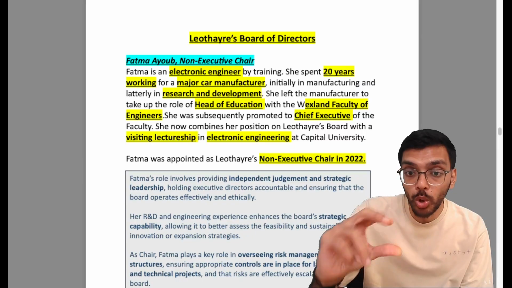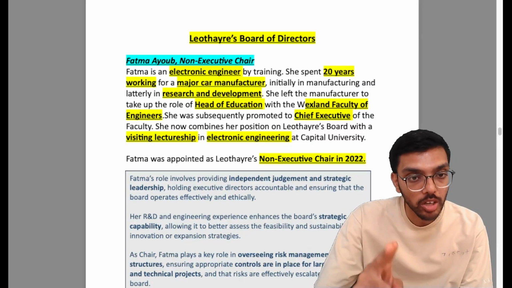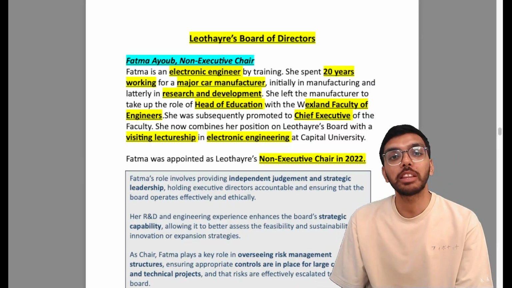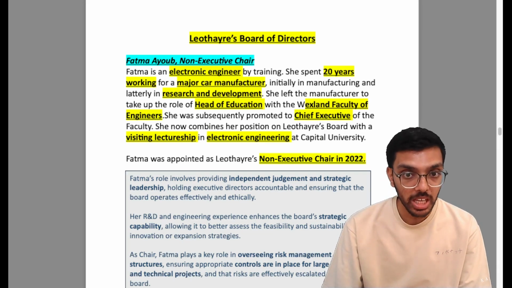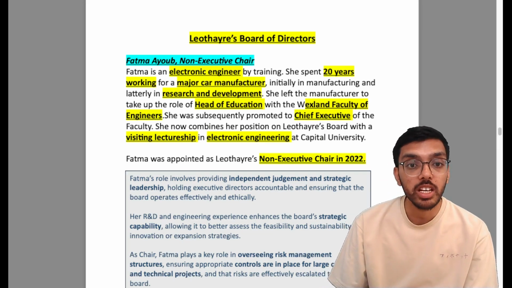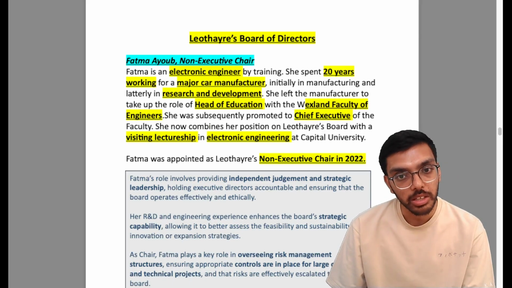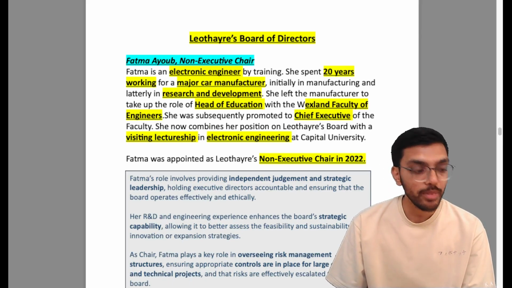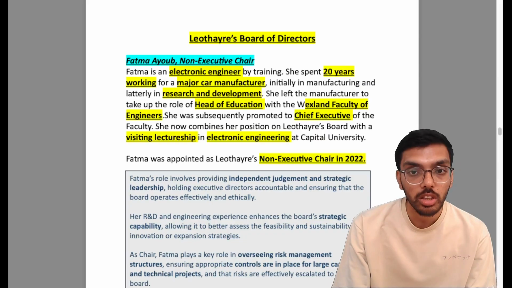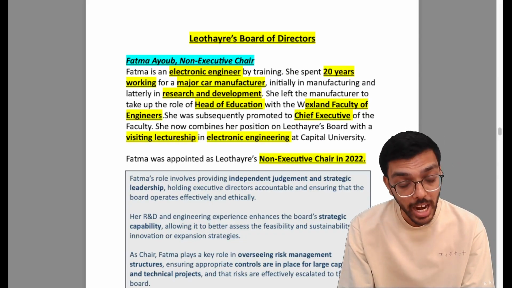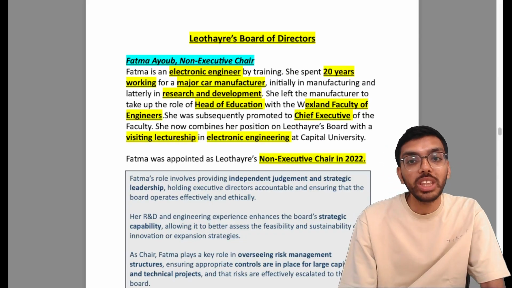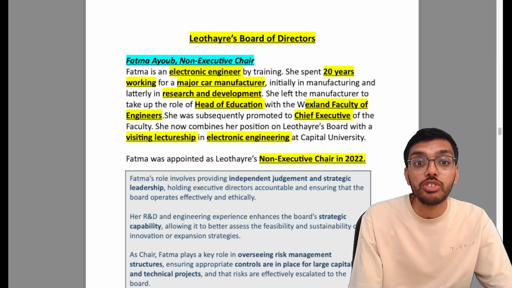Please make sure you know that these are different roles. They're not the same. So Fatma is an electronic engineer by training. She spent 20 years working for a major car manufacturer, initially in manufacturing and latterly in research and development. She left the manufacturer to take up the role of head of education with the Wexland Faculty of Engineers.